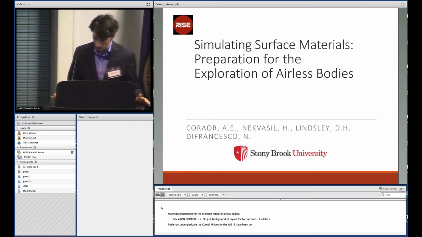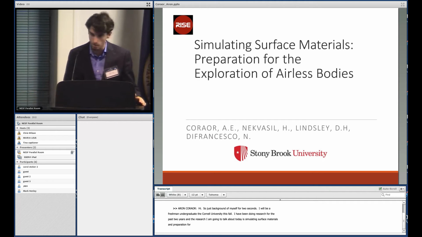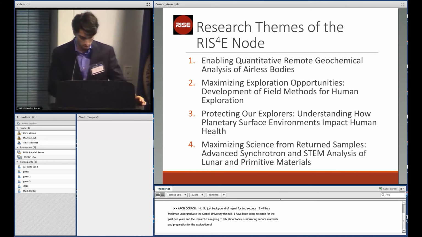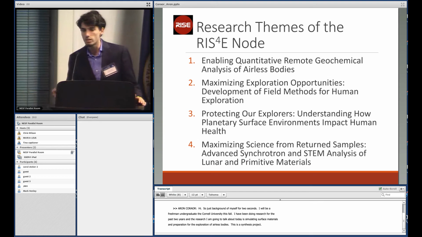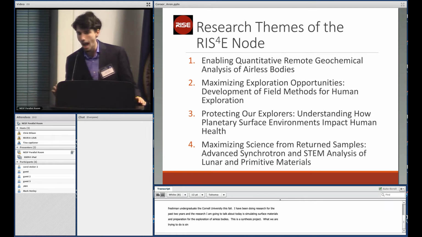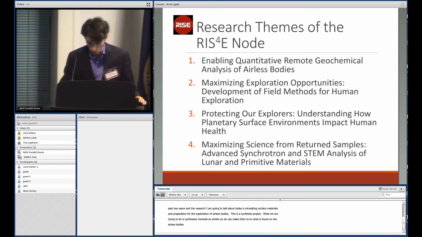And the research that I'm going to talk to you about today is simulating surface materials, in preparation for the exploration of airless bodies. And this is basically just a synthesis project. What we're trying to do is synthesize minerals as similar as we can make them to what is found on a variety of airless bodies, primarily the moon, in relation to the RISE node, which this is a part of.